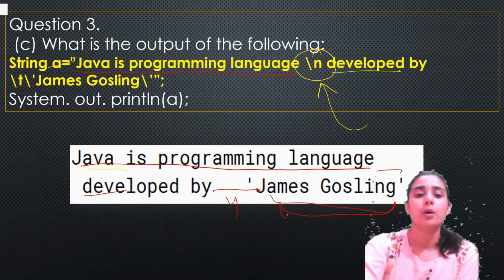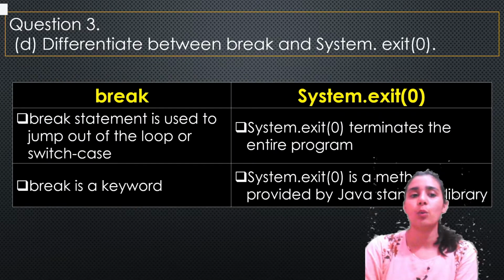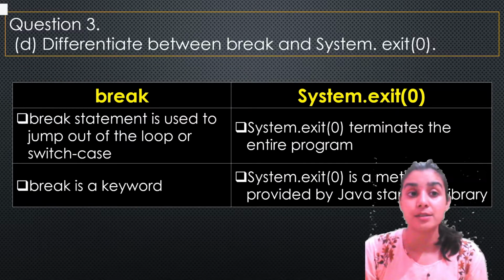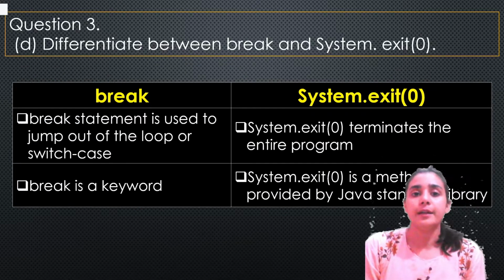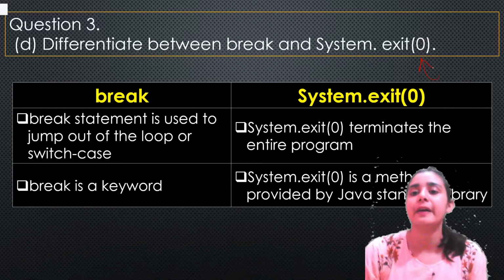So this is how it is going to be printed. These are called the escape sequences. Moving to the next question, question number 3, part D: differentiate between break and System.exit(0). In its parameter there is a 0.